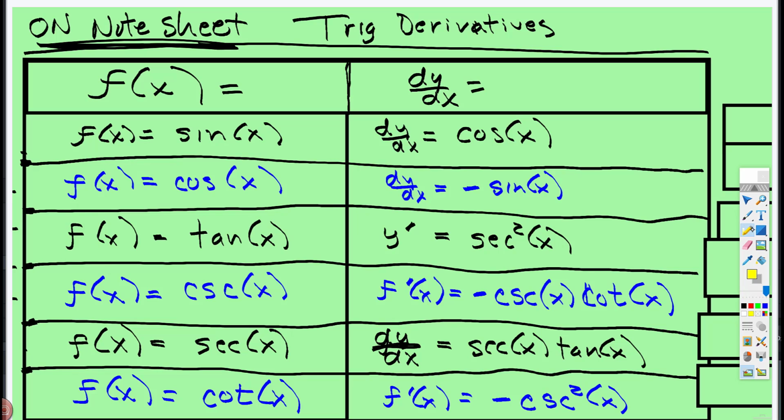I want to point something out. Look at all of these original functions that begin with the letter C. Those are the only ones whose derivatives are negative. So if that helps you remember, it has helped me remember that the only derivatives that are negative, their original function started with the letter C. Just a coincidence, but it might help you remember.